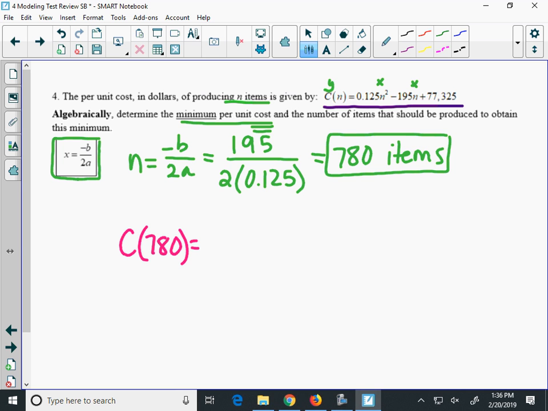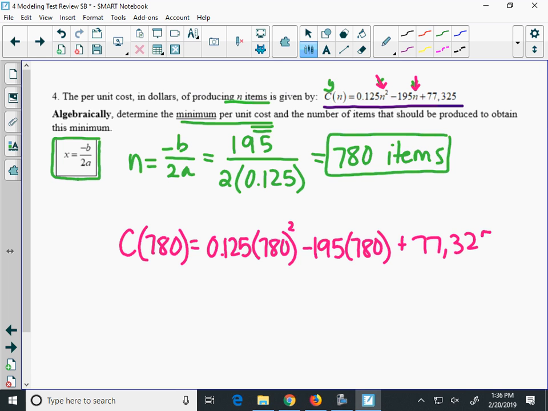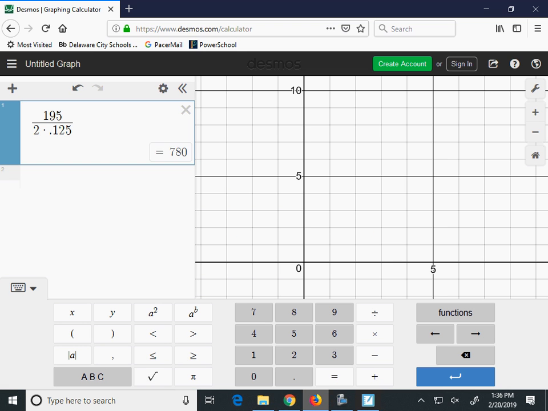So what you do is you take that x value and put it back into the equation. So you'll have 0.125 times 780 squared minus 195 times 780 plus 77,325. That's a lot there, but you are going to type that into Desmos and let Desmos do the arithmetic for you.